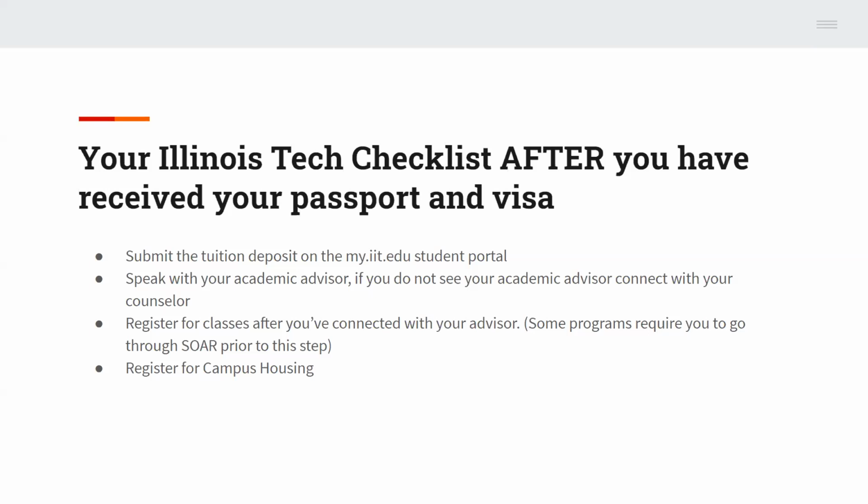Some programs do require you to go through SOAR prior to this step. Some of them also require you to speak with your academic advisor because you need a PIN in order to register for those classes. And last but not least, register for housing. So again, these are some of the things that you're doing at the same time, but we want to make sure that you have your priority housing selected, that you already have your tuition paid, and that you're getting the correct information to know how to come to our campus in the next few, maybe weeks to months.